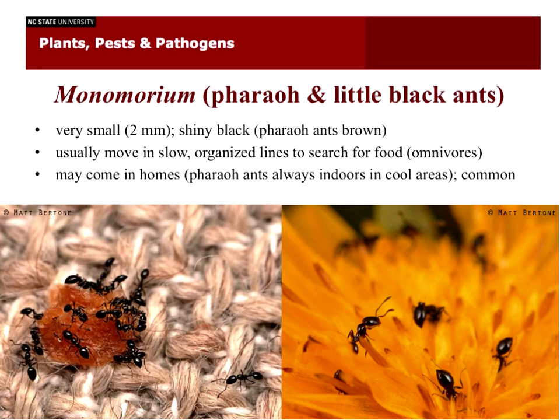And they do often come into homes because they are omnivorous, again, searching for food. Here you can see a piece of something on a couch. And of course, these ants are loving it. They're eating that, and that's a nice food source for them. And here's a bunch of them inside a dandelion bloom. So again, they're going to search for nectar and sugary substances and crumbs, things like that.